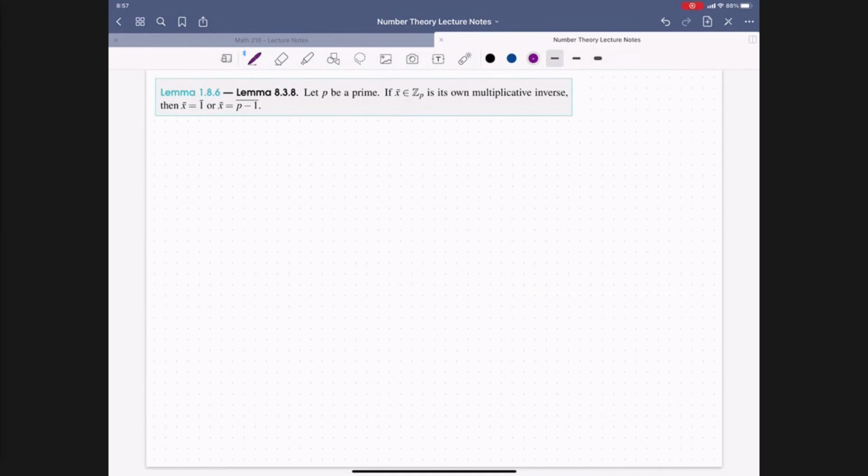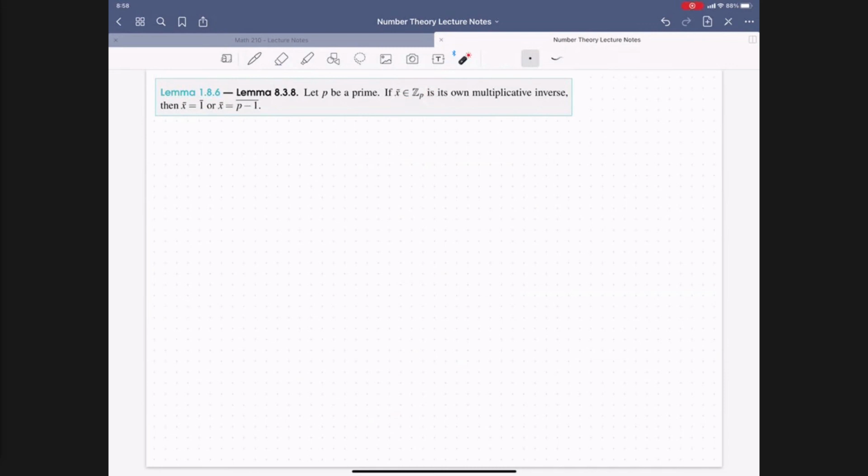Our first step towards Wilson's theorem is to revisit the example we did at the start. We already saw that in the integers modulo 8, 3 bar is its own multiplicative inverse. We now want to consider the case when we are working over the integers modulo p, where p is prime. And we want to ask, when do we have that an element is its own multiplicative inverse? The answer is that we only have 1 bar and p minus 1 bar.